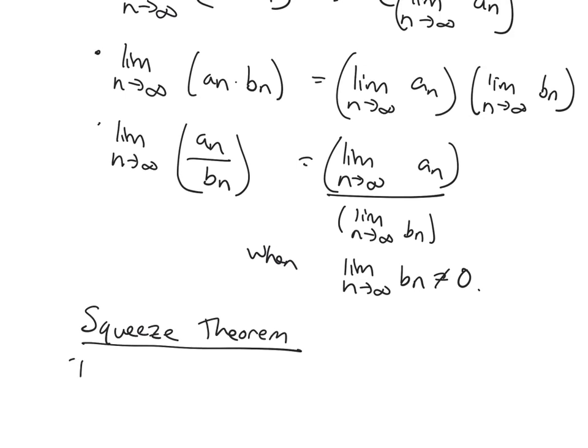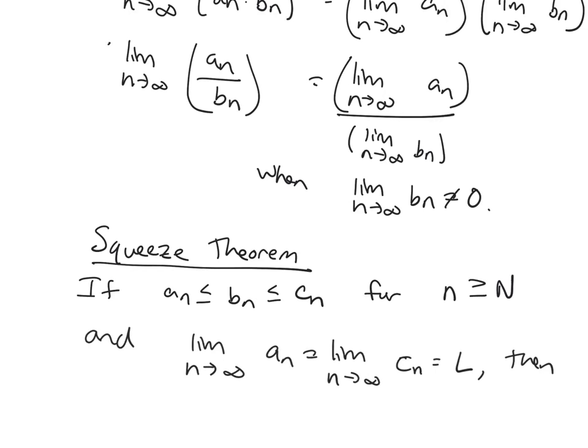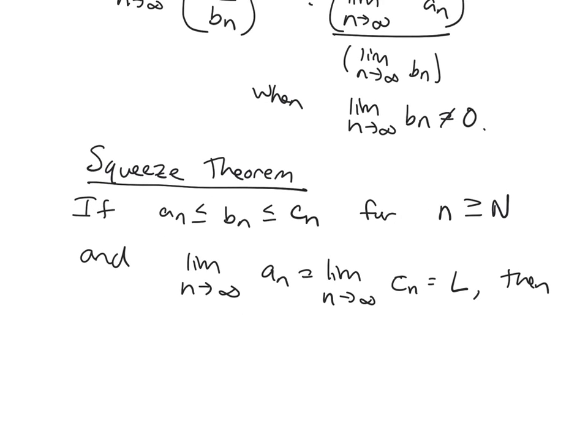It says if you can put your sequence between two other ones, hence the squeeze part, if you can squeeze b sub n in between a sub n and c sub n for n bigger than some fixed number, capital N is what I'm going to use, and the limit of the two ones it's squeezed between, a sub n and c sub n, are the same, L, then the limit of b sub n is also L.